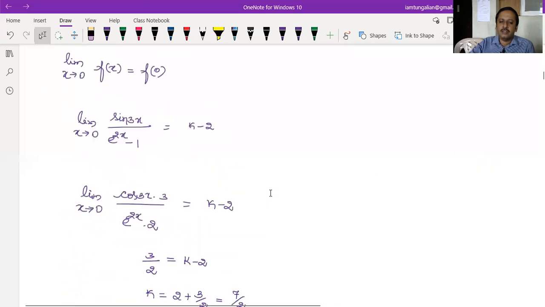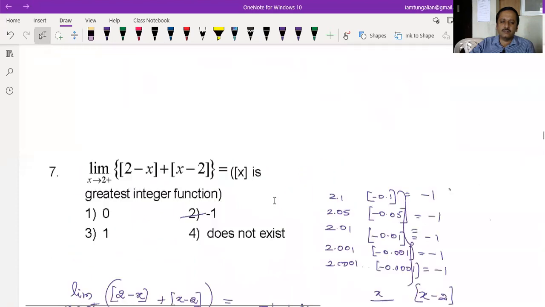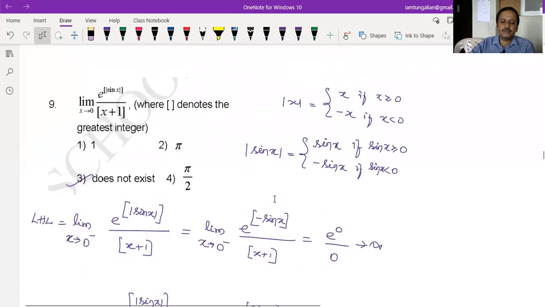Okay. Next, 9th question. Limit x tends to 0 of e power step of mod sin x, divided by step of x plus 1. So mod x is defined as x if x is positive and minus x if x is negative. Similarly, mod sin x is defined as sin x if sin x is positive and minus sin x if sin x is negative. Okay. So now x is approaching 0 from left side.